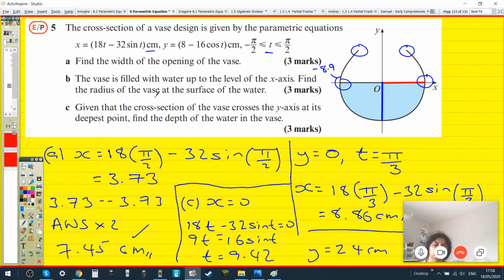Let's see, where did we... So find the width of the opening of the vase. The vase is filled up with water to the level of the x-axis. Find the radius of the vase at the surface of the water. So we said it was... How did we get this one? 8.9. That's when y is 0. When y is 0, we got time, but we had to double it or something.